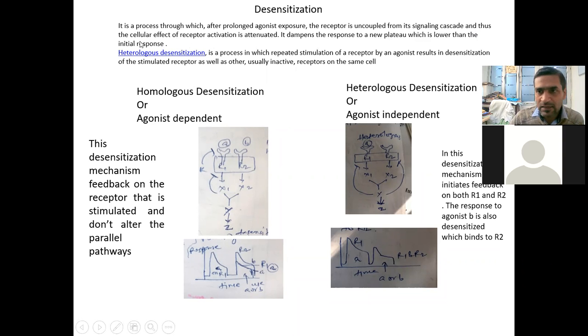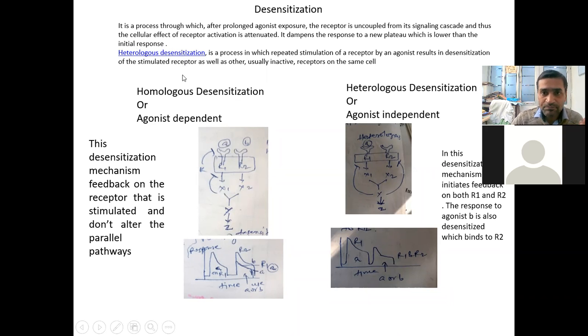And thus the cellular effect of receptor activation is attenuated. So what is desensitization? That the receptors are uncoupled. Once the ligand has activated it, prolonged exposure to certain agonists uncouples the receptor, and then the activation is attenuated. It dampens the response to a new plateau, which is lower than the initial response. This we will explain with an example here also.